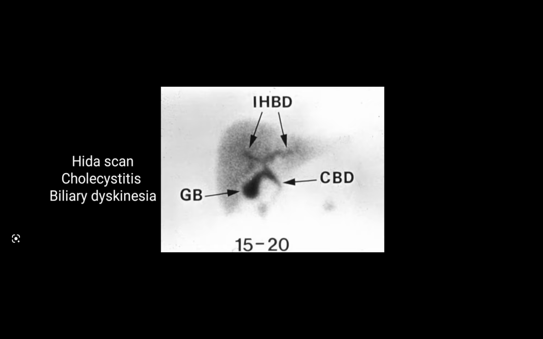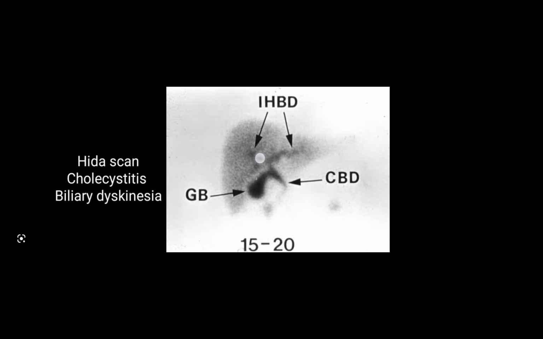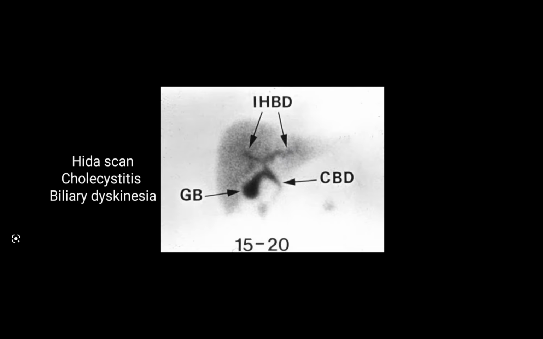Next image we have is of HIDA scan. HIDA scan is used in case of cholecystitis and in case of biliary dyskinesia. HIDA scan basically demonstrates how the bile transfers its path. Okay, it will come from intrahepatic biliary radicles, then it will be going to the gallbladder, and then the CBD. So the structures will be defined by it, and in biliary dyskinesia, it will be abnormal.